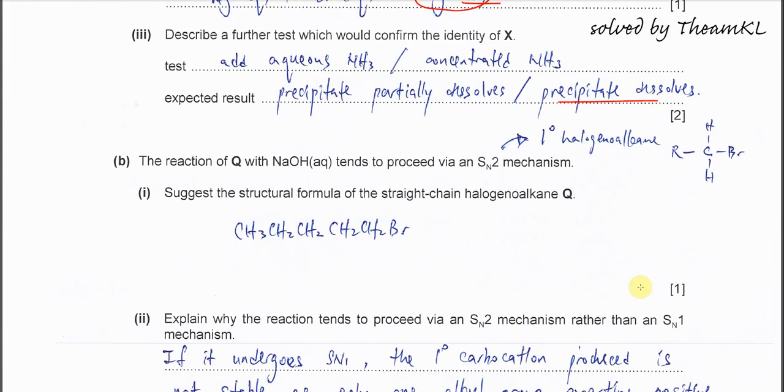Part B. The reaction of Q with sodium hydroxide tends to proceed via the SN2 mechanism. SN2, we know that is for the primary halogenoalkane. So what is a primary halogenoalkane? When the C with Br, the carbon here, is bonded to one alkyl group, it is primary. So now we know that the structural formula of Q must be CH3CH2CH2CH2CH2Br, because it has CH2Br. It's a straight chain.